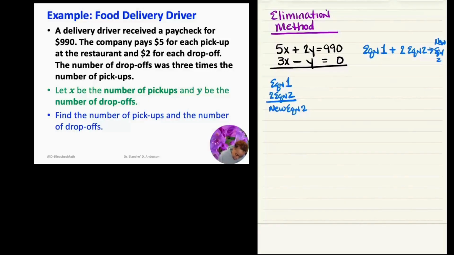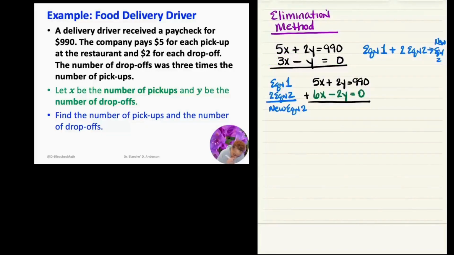So equation 1, we're just going to write that. That's 5x plus 2y equals 990. And then 2 times equation 2. 2 times 3 is going to be 6x. 2 times 1 is going to be 2y. And then 2 times 0 is going to be 0. Okay, I took 2 times this. So 2 times 3x, 2 times the y, and then 2 times the 0. That's what I did, okay?